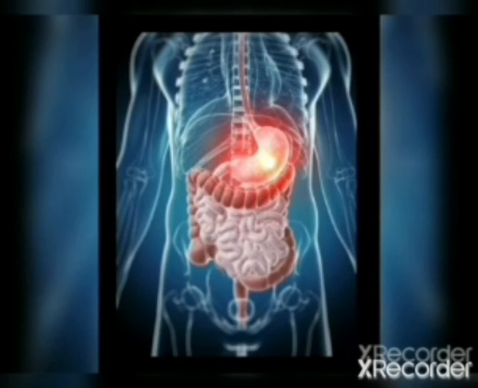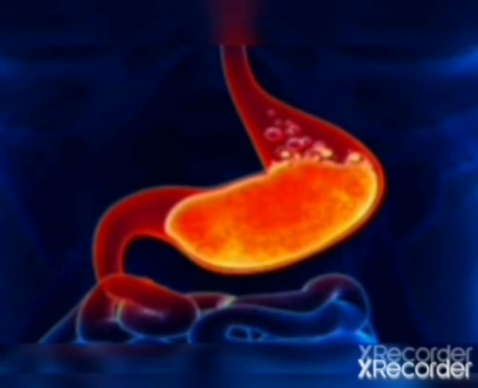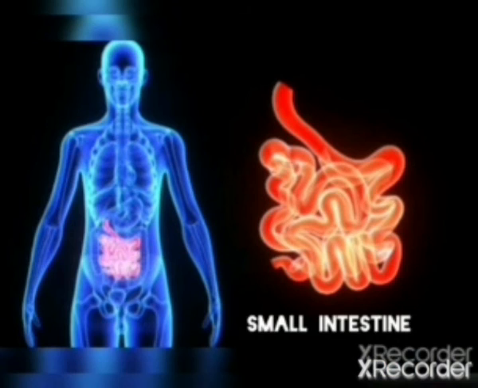And next, function of HCl in the stomach. The function of hydrochloric acid is that it makes the acidic medium which is necessary for the action of gastric enzymes like pepsin. It kills most of the harmful bacteria. Function of small intestine: the small intestine receives the secretions from the liver and pancreas. It is the site of complete digestion of carbohydrates, proteins and fats.